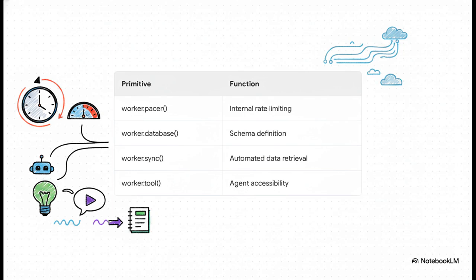Let's break down exactly why this code hums. You use specific TypeScript primitives to safely set your operational logic and boundaries. For example, worker.pacer is your internal rate limiting. It literally stops you from hitting restrictive external API throttling. Worker.database manages schema syncing. Worker.sync handles automated polling. And crucially, Worker.tool exposes your custom internal functions so that LLMs can actually call them conversationally.